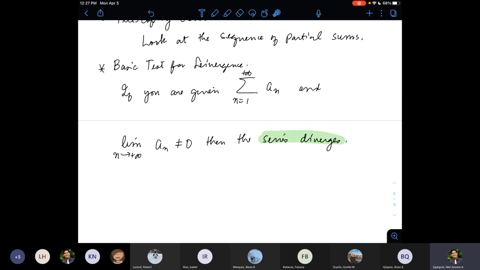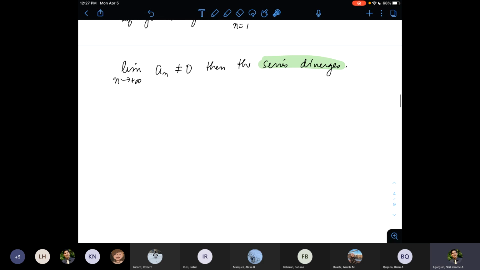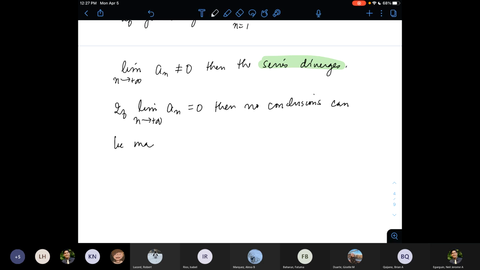Because we will keep on adding numbers that don't approach 0 in the end. Now, just a little caveat here. If it happens that the limit of a_n is equal to 0, then no conclusions can be made. You need to make sure to try another test. Because if the limit happens to be equal to 0, there's a chance that the series will converge, and there's still a chance that it will diverge.